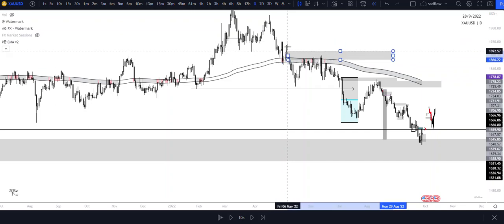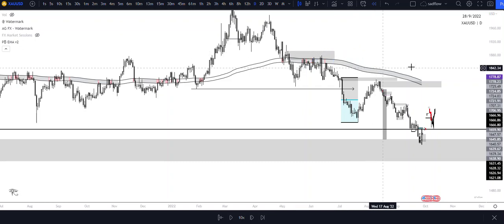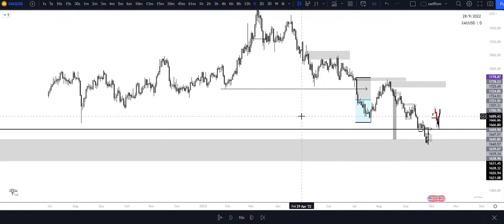And now we can see which zones are going to be held and which zones aren't going to be held as far as how you can look to take these trades and to hold these trades. So I'm going to go ahead and take off this EMA right here.